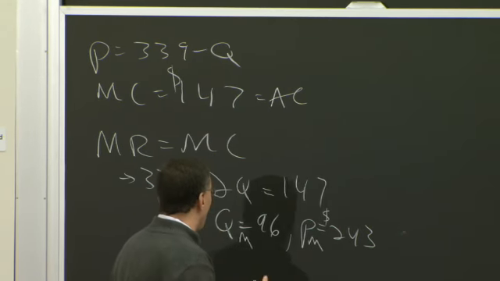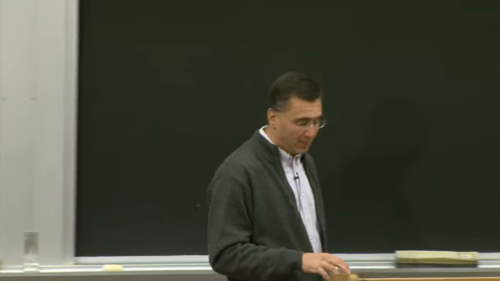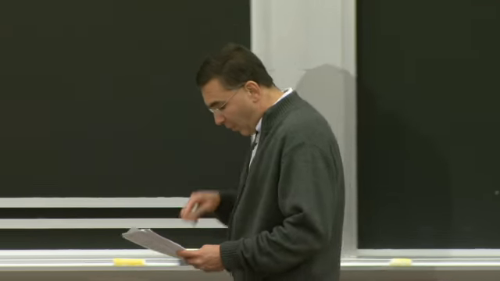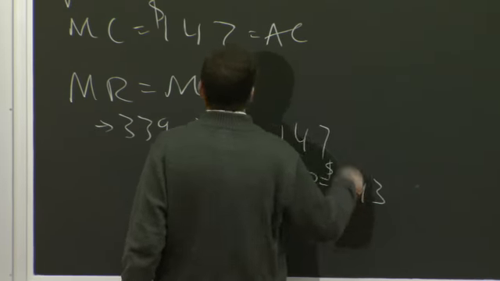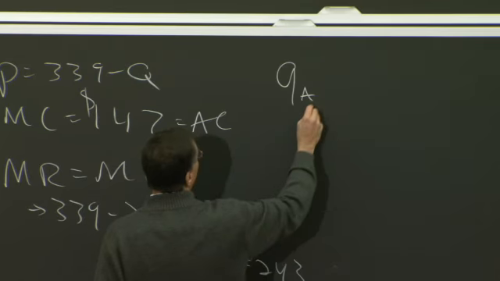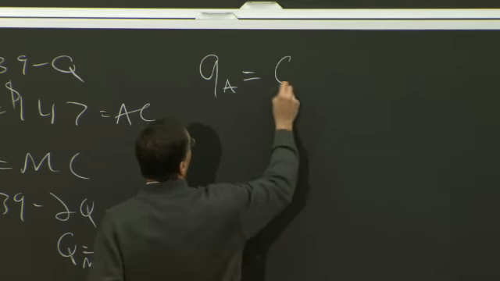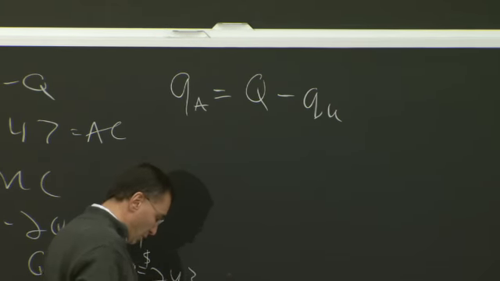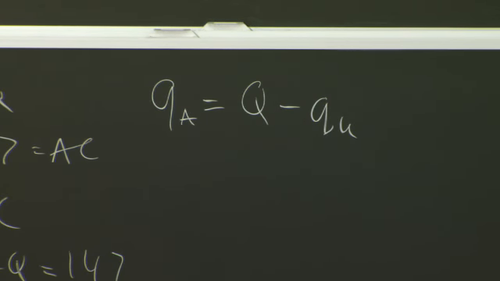Then we said, but what if it recognizes that it's not a monopoly? There's another firm in the market, United's in the market as well. Well, in that case, it has to consider its residual demand. So QA, the residual demand for American, was equal to the total market Q minus the quantity absorbed by United, QU. And we showed last time what this leads to graphically.